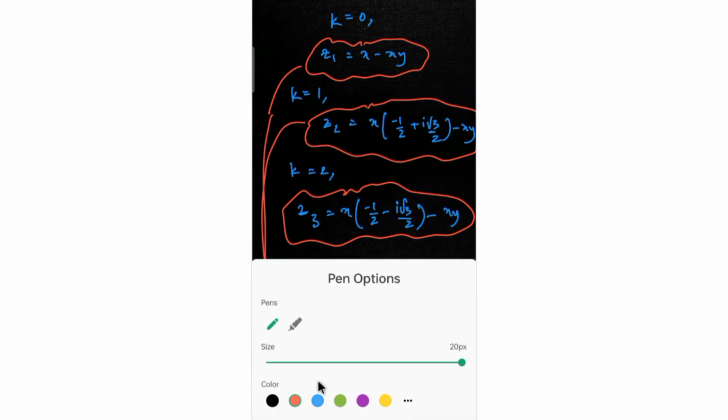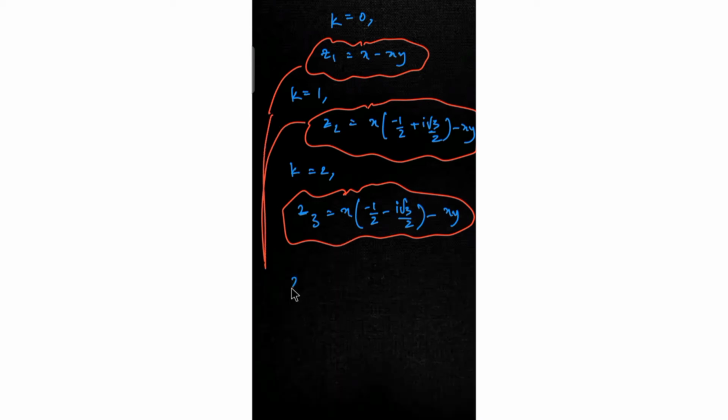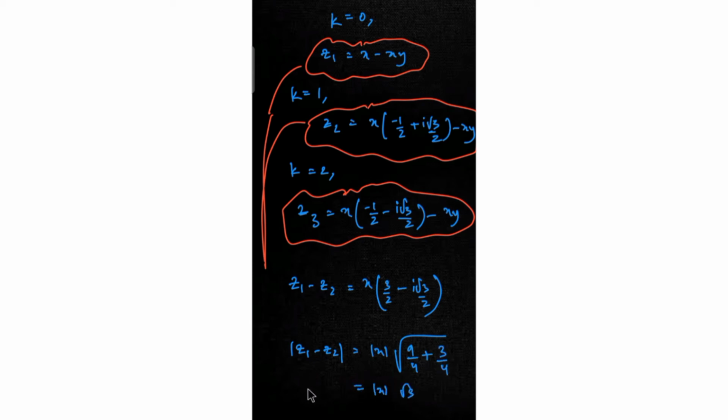So I can write z1 minus z2 is equal to x of 3 by 2 minus i root 3 by 2. So this is what I get for z1 minus z2, and mod of z1 minus z2 is the length of the side. So mod of z1 minus z2 is equal to mod of x times root of 9 by 4 plus 3 by 4. So I get mod of x times root 3. So this is my side length, mod of z1 minus z2.